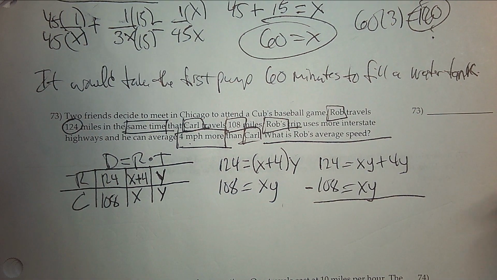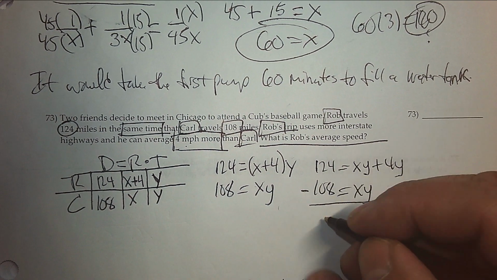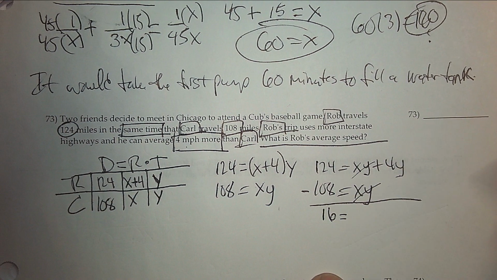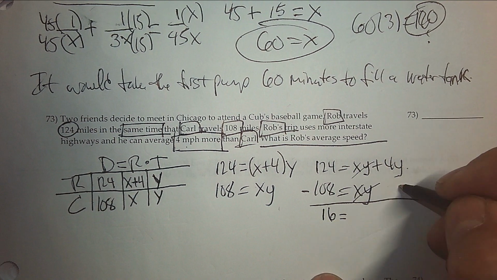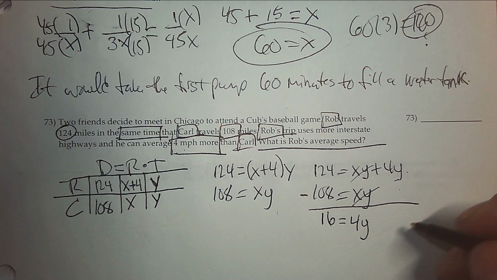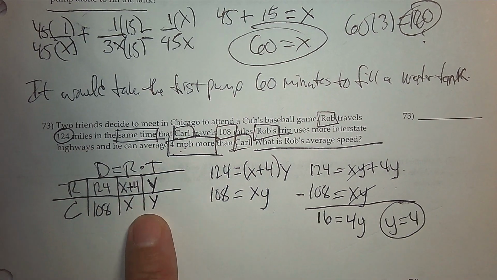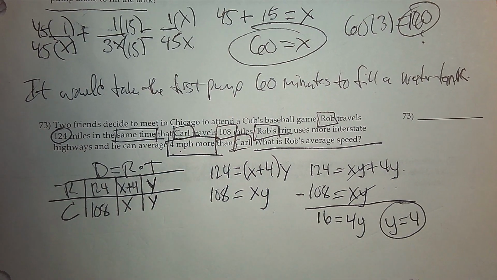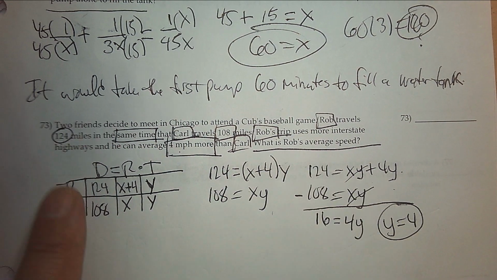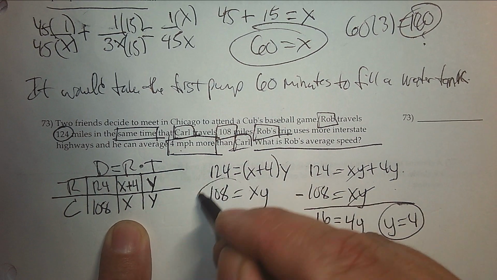What happens when I subtract them? So 124 take away 108 is... And what happens to the xy's? They eliminate. And then 4y take away nothing is just 4y. So what does y equal? So what did we just find? How many hours did they travel? 4. The question is, what is Rob's average speed? So Rob's average speed has to do with x.